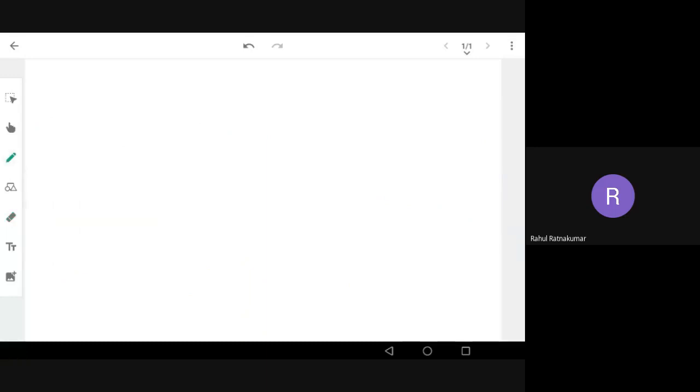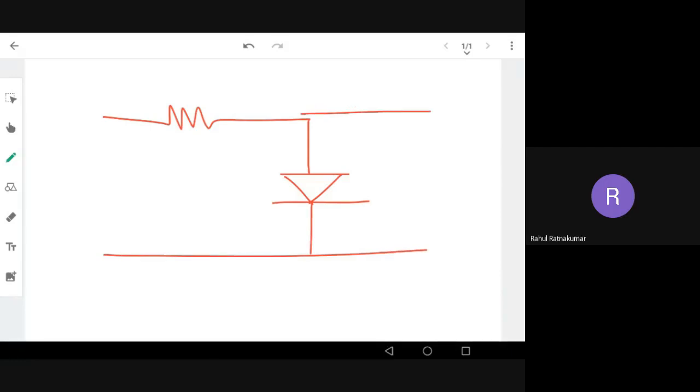Okay, so yesterday we discussed this circuit with a diode like this. This is resistance R, this is V input, and V output we have defined. So just define. And what is V input? I told you it is a sine wave, plus and minus.